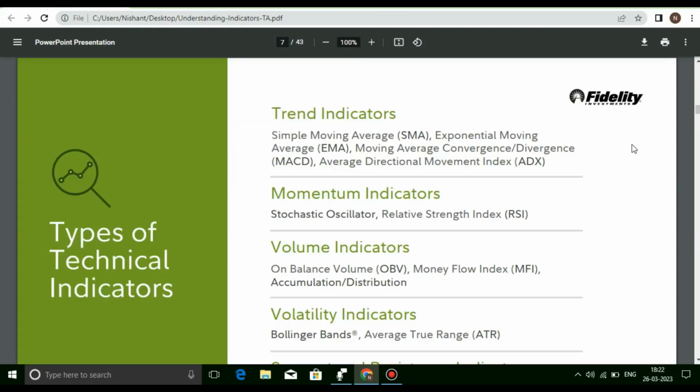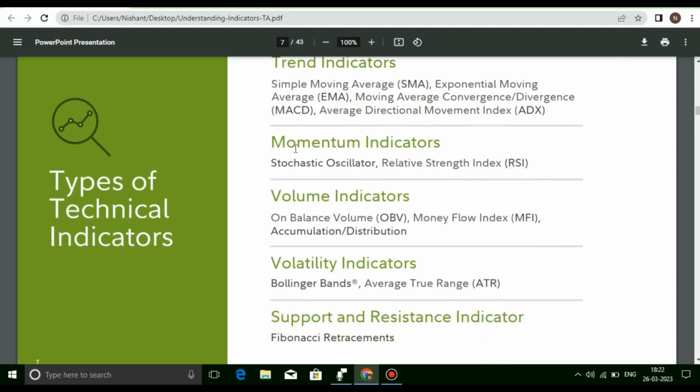There are trend indicators, that is the simple moving average, the exponential moving average, and other ones. MACD is one of my favorites because it gives the volume and the moving averages both simultaneously. I will be explaining these things later in the video. Other things are the momentum indicators, which signify the momentum of the market, and the volume indicators, which signify how much money is flowing inside of the market and how much selling is going on from the market.